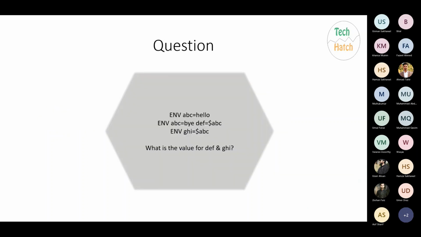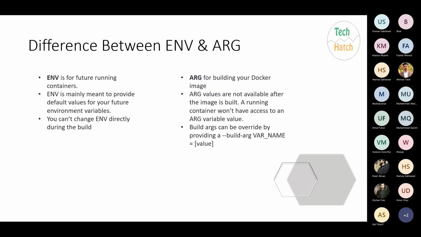Okay, so we have another instruction named arg instruction. There's a difference between arg and environment instruction. Both are instructions that are used to declare some variables that can be used in context. But the main difference between these is the context where they can be used.